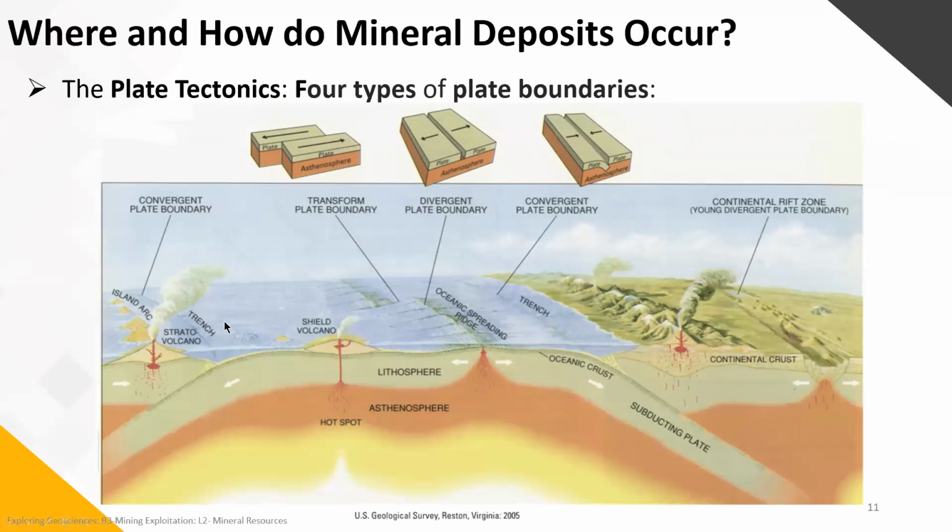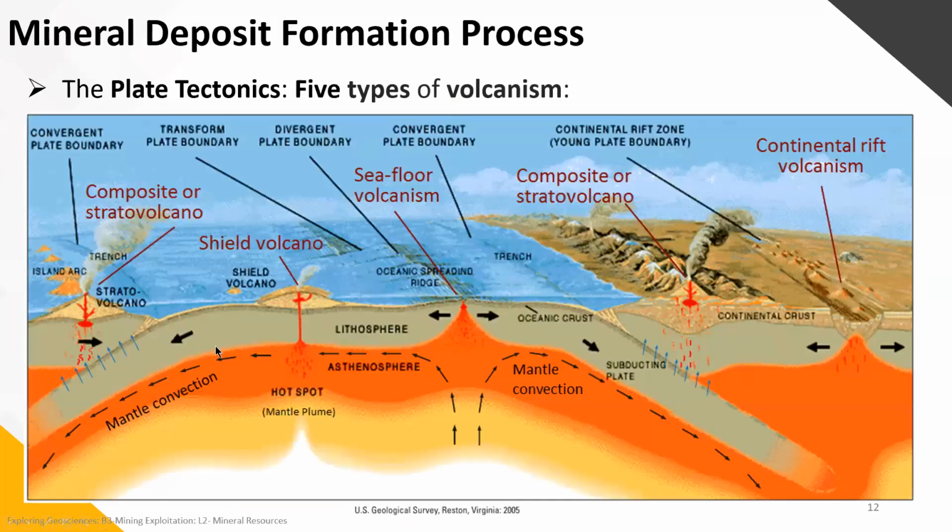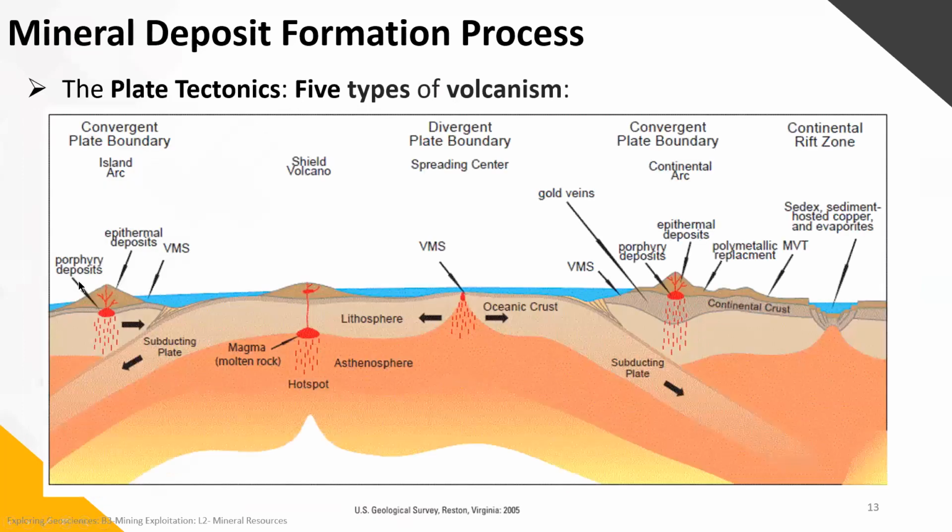So within these plates, we have five types of different volcanism: the stratovolcano, the shield volcano, the seafloor volcanism, and the composite of stratovolcano and the volcano rift. Within these different geological environment systems, we have learned where we can find different types of mineral deposits.